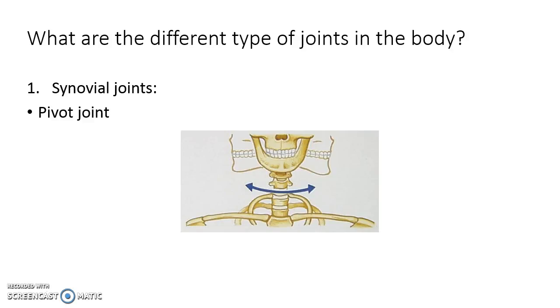To see how this type of joint functions, just turn your head from side to side. In your neck there is a pivot joint, which you can see in the photo I've presented. It is between your skull and the top of your vertebrae and allows your head to turn.